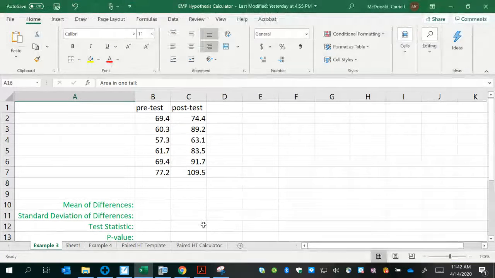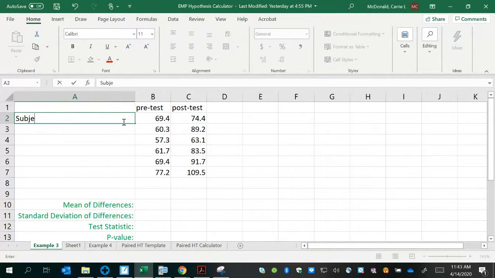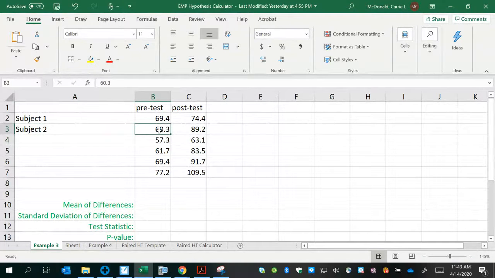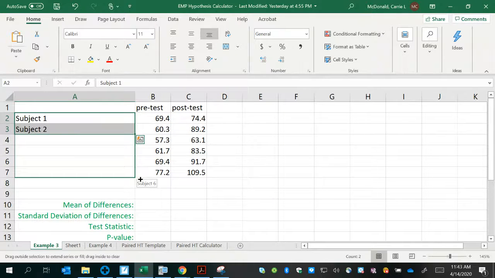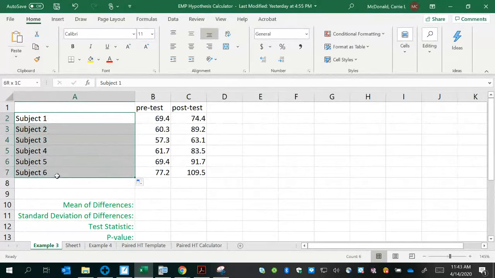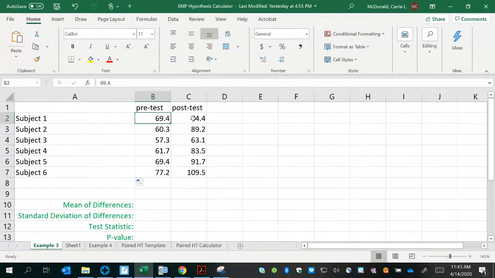We're going to begin by taking our paired data, which this set right here is the pre-test score, and this post-test score of subject 1 in our sample. And then subject 2 has a pre-test score of 60.3 and a post-test score of 89.2. And this continues. You don't need the labels like this, but maybe it helps to understand what we're looking at here. So I want to know if subject 1, let's see, what was the claim again?